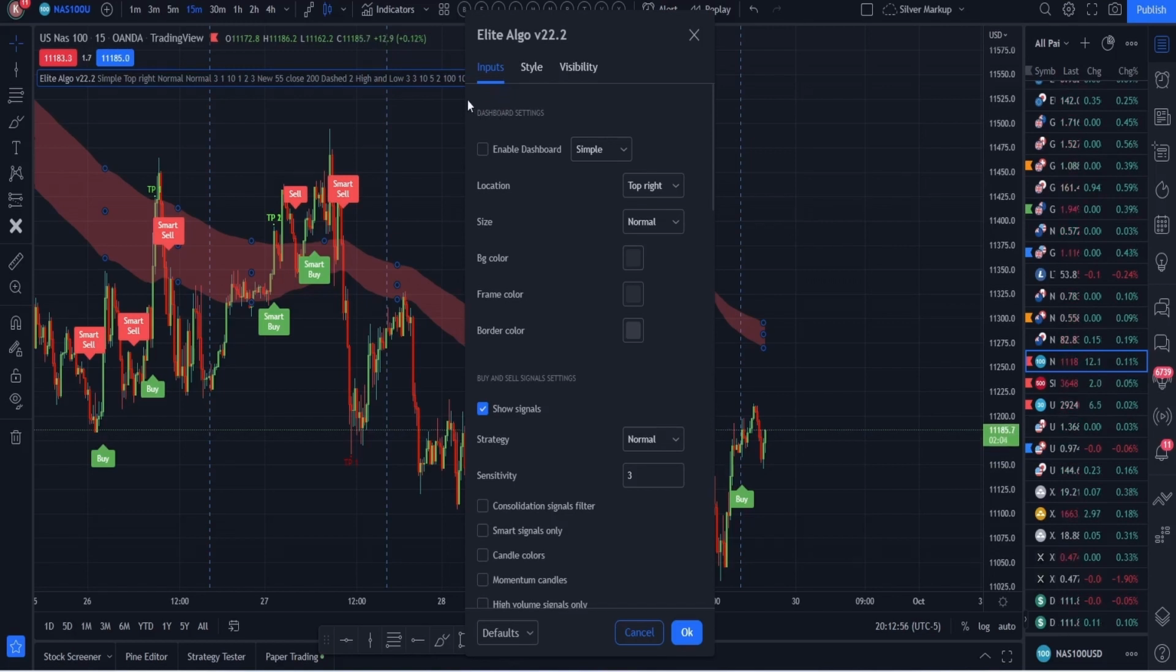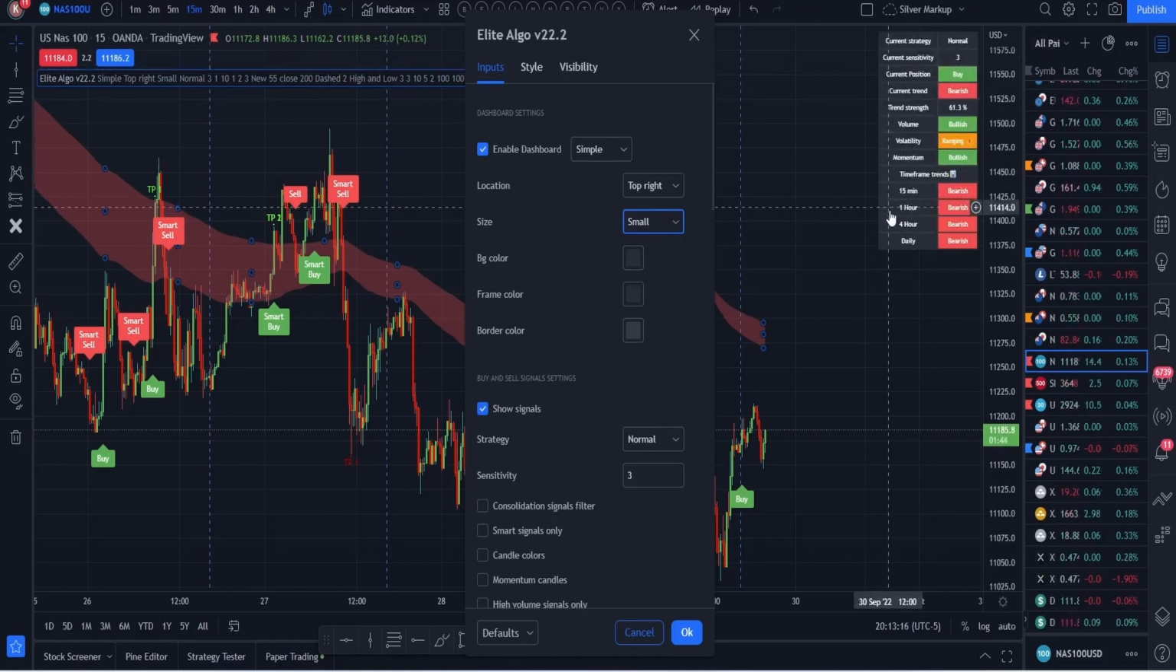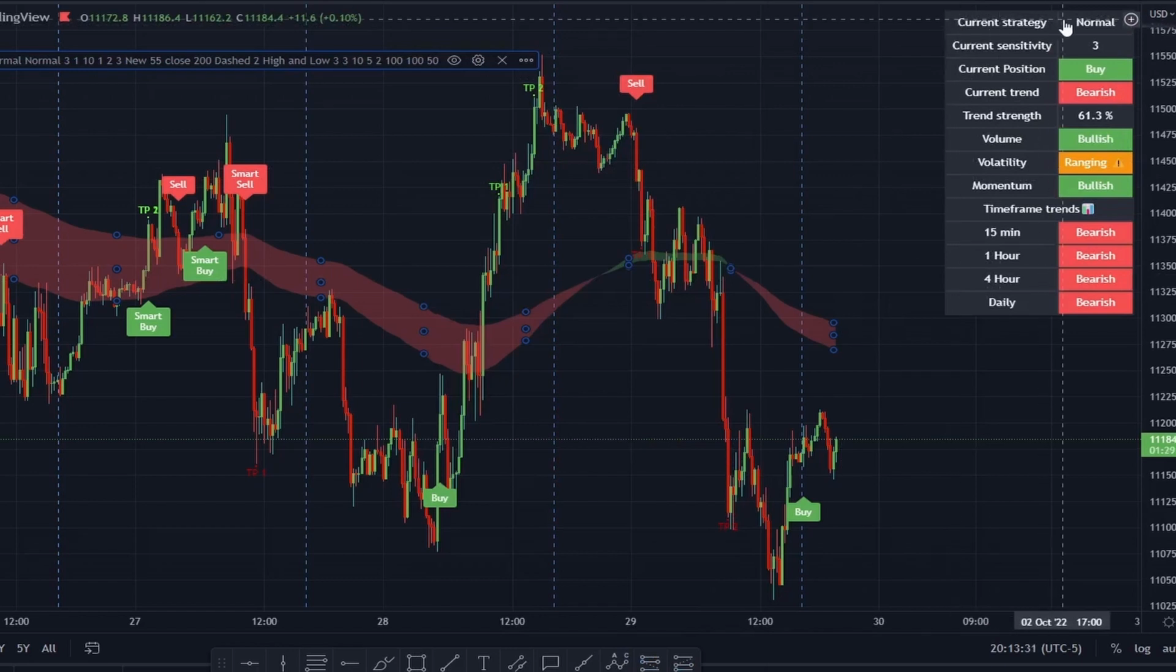Starting from the top, I like how the Elite Algo system starts with visualization. What I mean by that is, if I turn on the dashboard, I like to make it small and leave it on its regular setting of simple. Then the dashboard pops up and gives you trend and momentum, and even multiple layers of the trend on multiple time frames. Let me increase it real quick so we can focus on that. It tells you what strategy you're currently using and where your settings are in the market. We're going to get into that in just a second.